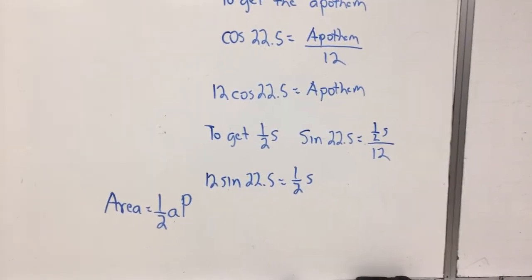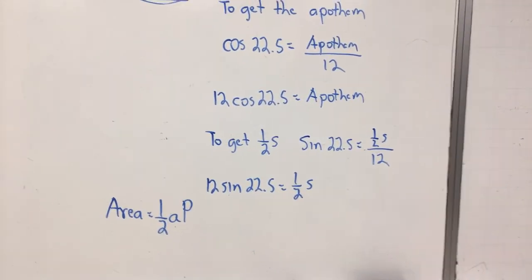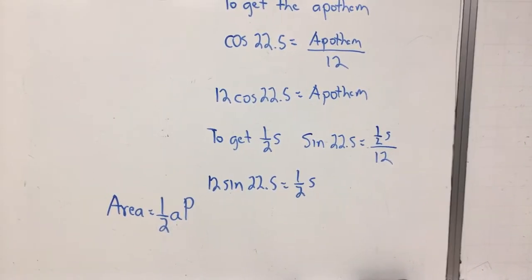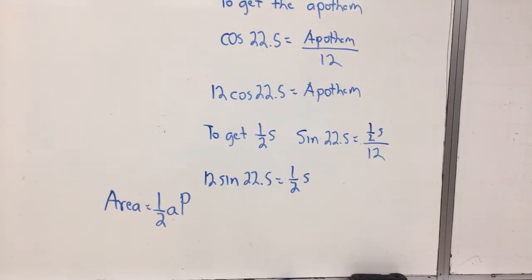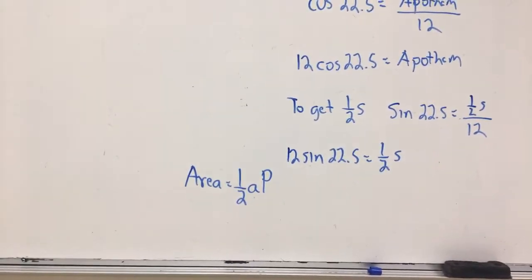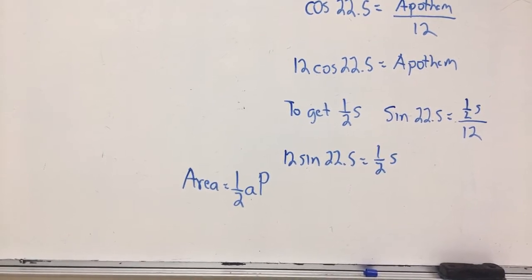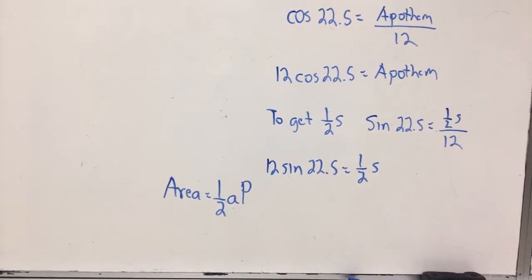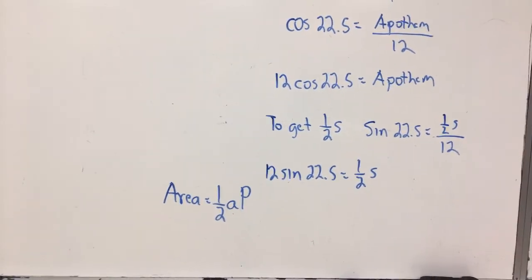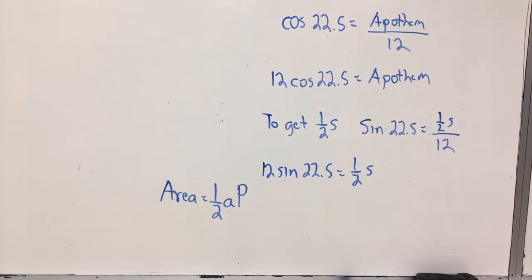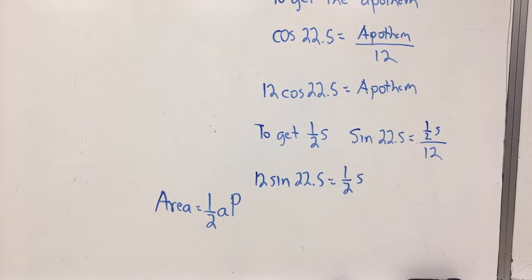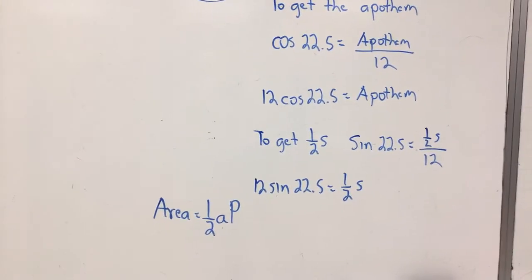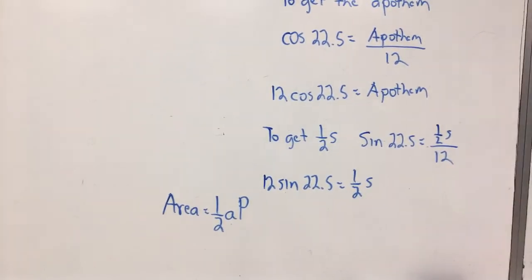You could multiply both sides by 2 right now and say that 24 sine 22.5 is equal to the length of the side. And then, of course, the area is equal to 1/2 the apothem times the perimeter, or you can think of perimeter as the number of sides times the length of the side, okay? That's how you would find the area of a regular polygon. In this case, it's an octagon.